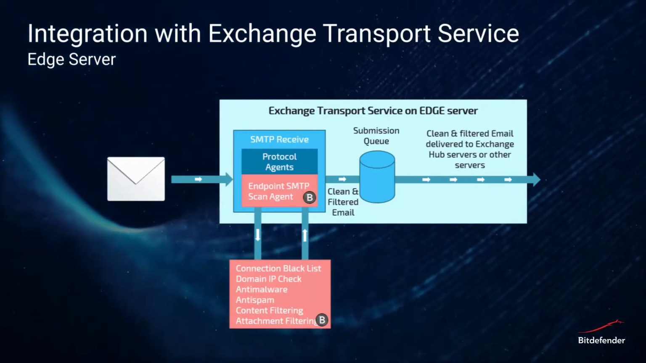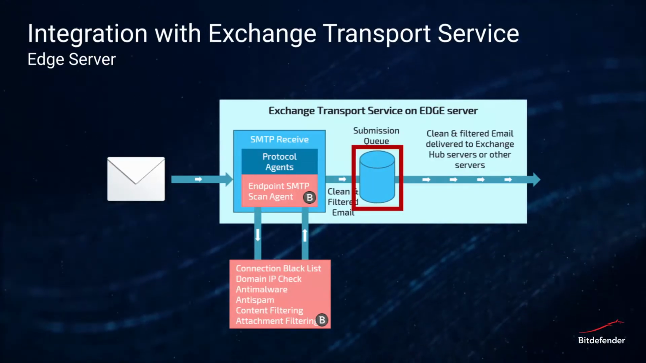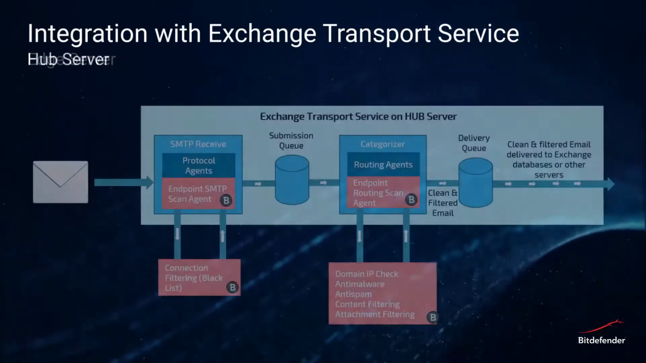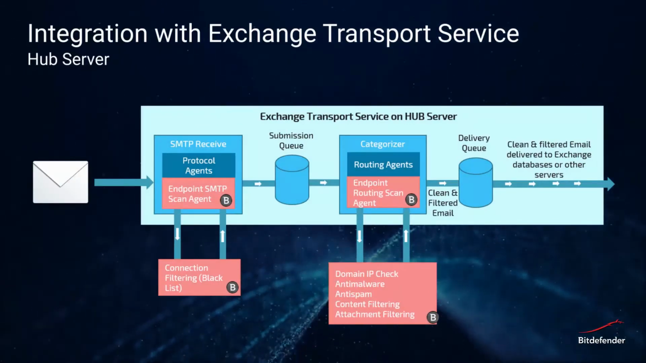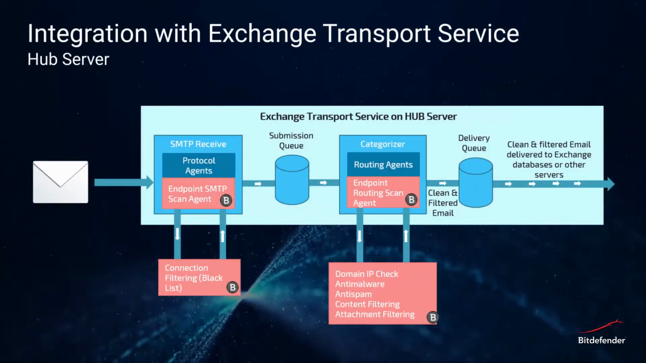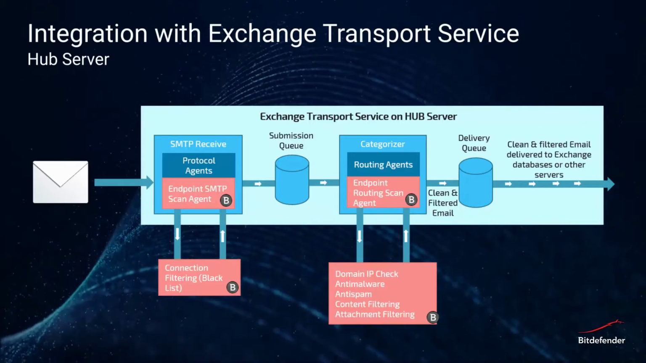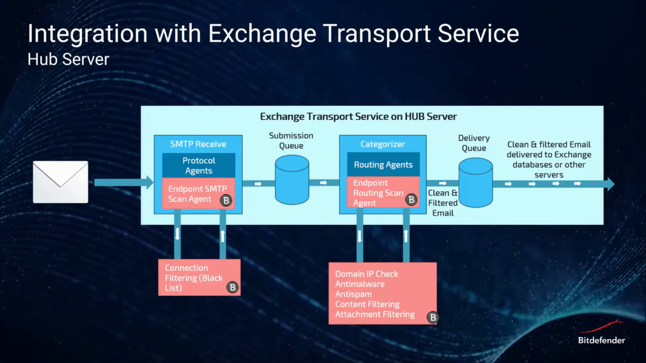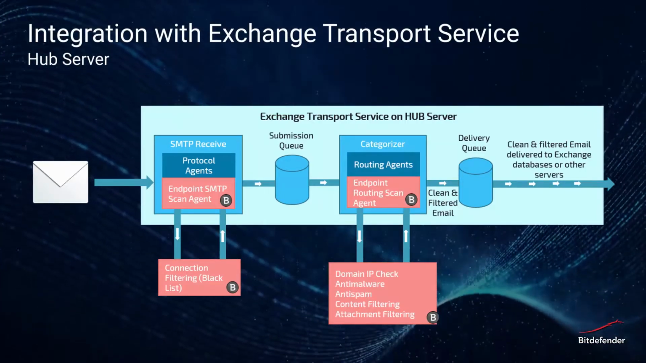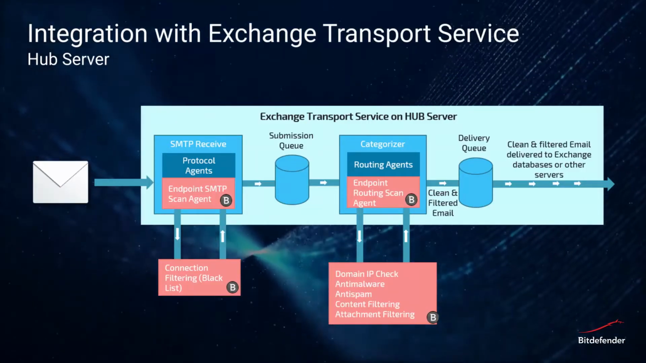If the email was not rejected by SMTP receive and installed agents, it is put in the submission queue. Bitdefender Exchange Protection module integrates with Microsoft Exchange Server through transparent agents, in order to filter the email traffic for malware, spam, and custom attachment and content detection rules. This is the email flow with Bitdefender agents installed on Exchange Hub Transport 2010 and 2007, and Mailbox 2013 servers.